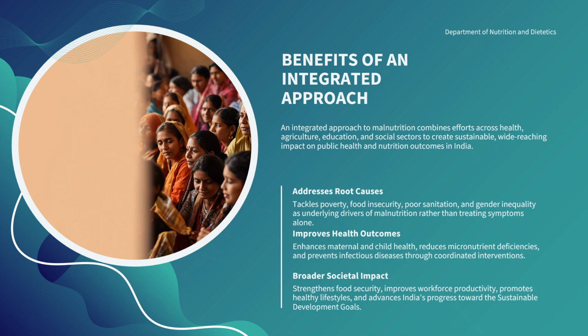Finally, we have to check what the benefits of an integrated approach are. An integrated approach to malnutrition combines efforts across health, agriculture, education, and social sectors to create a sustainable, wide-ranging impact on public health and nutrition outcomes in India. So the first point is to address root causes: to tackle poverty, food insecurity, poor sanitation, and gender inequality, which lie as underlying causes of malnutrition. So it can treat the underlying causes rather than treating symptoms. Addressing root causes can be done by an integrated approach.